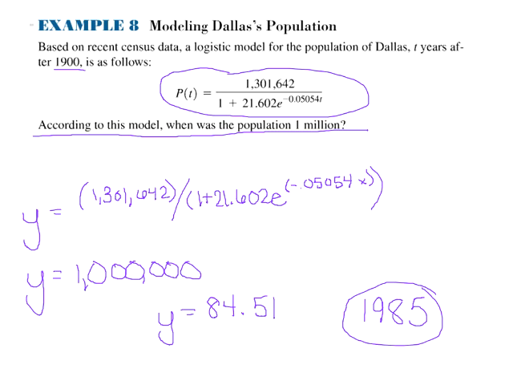What is the cap according to this logistic growth model for the population of Dallas? How many people do they say can fit in the city of Dallas? About 1.3 million, right? So they're saying that the maximum capacity in the city is 1,300,000 and some odd people. Good.